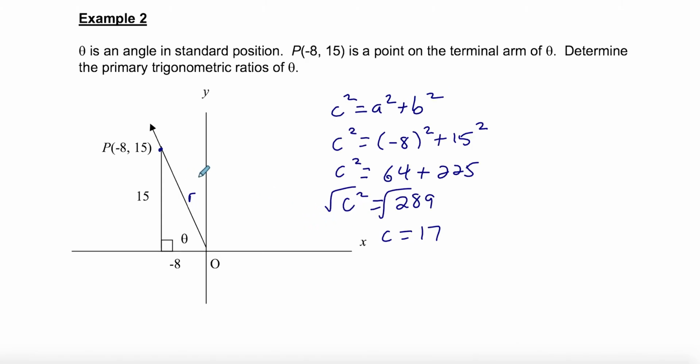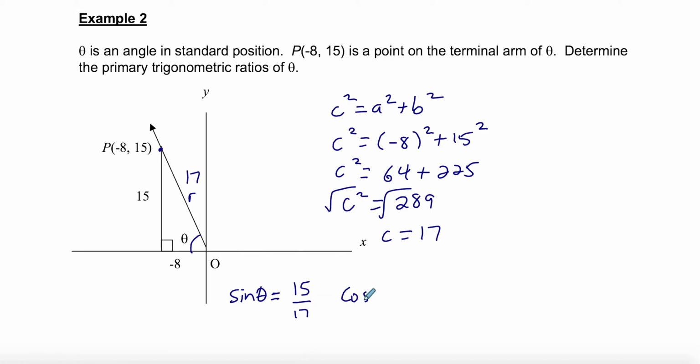So I end up getting the hypotenuse is 17. So if we're going to write the primary trigonometric ratios for theta, we're going to do sine theta. This is my angle of reference. Opposite over hypotenuse, that's 15 over 17.